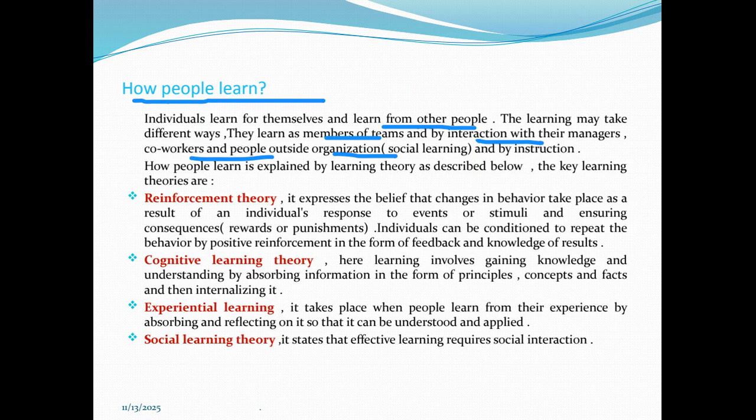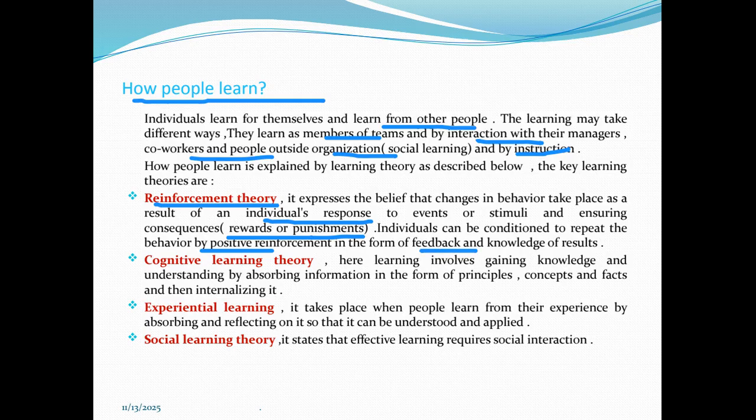So how people learn is explained by learning theory as described below. One theory is called reinforcement theory. It expresses the belief that changes in behavior take place as a result of an individual's response to an event or stimuli and the consequences, reward and punishment. Individuals can be conditioned to repeat the behavior through positive reinforcement if the feedback and knowledge of results are positive.